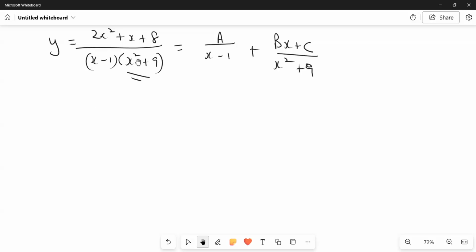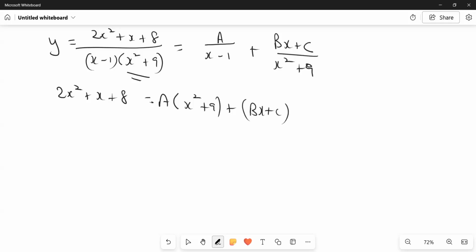So we multiply throughout by the denominator and we get 2x squared plus x plus 8 equal to A times (x squared plus 9) plus (bx plus c) times (x minus 1), right? Good. So we have to find ways now of getting A, B, and C, what those values are, right? And let's try this.